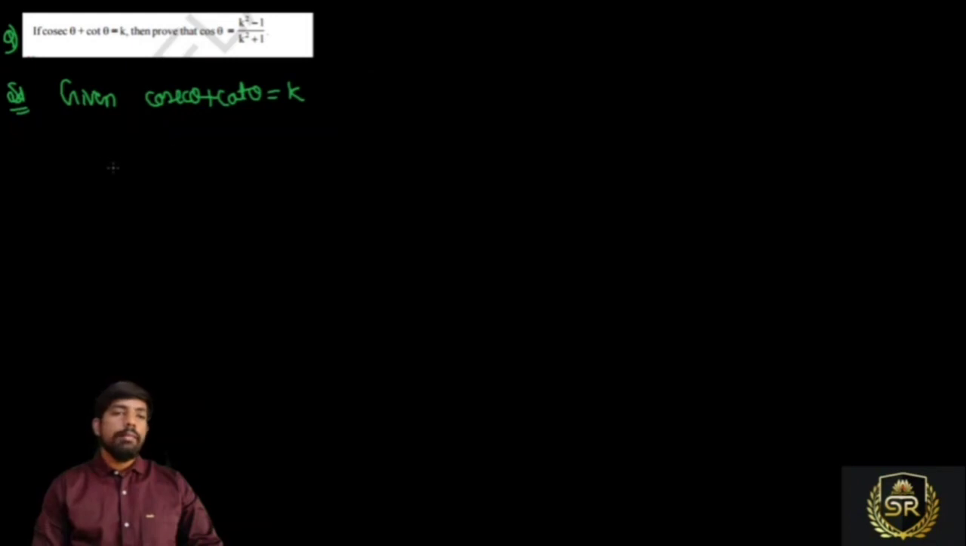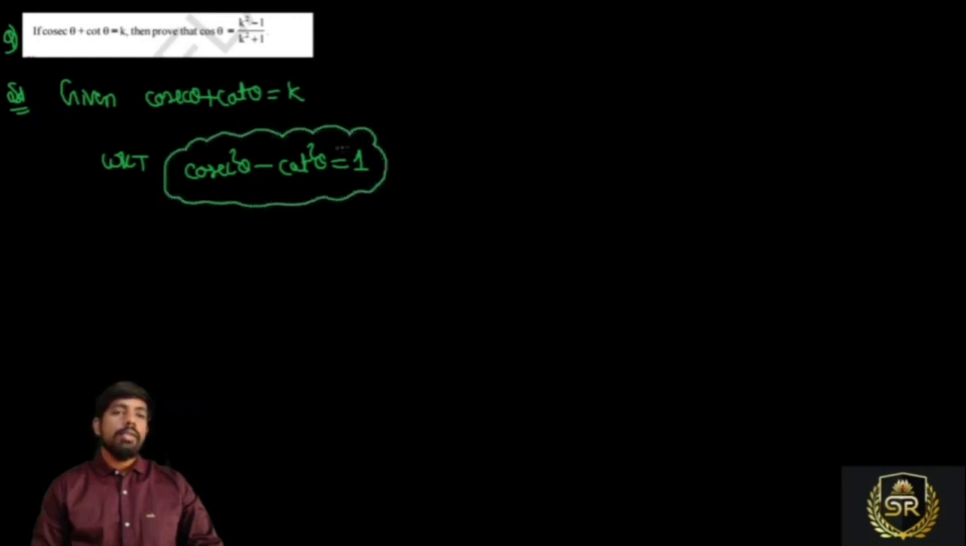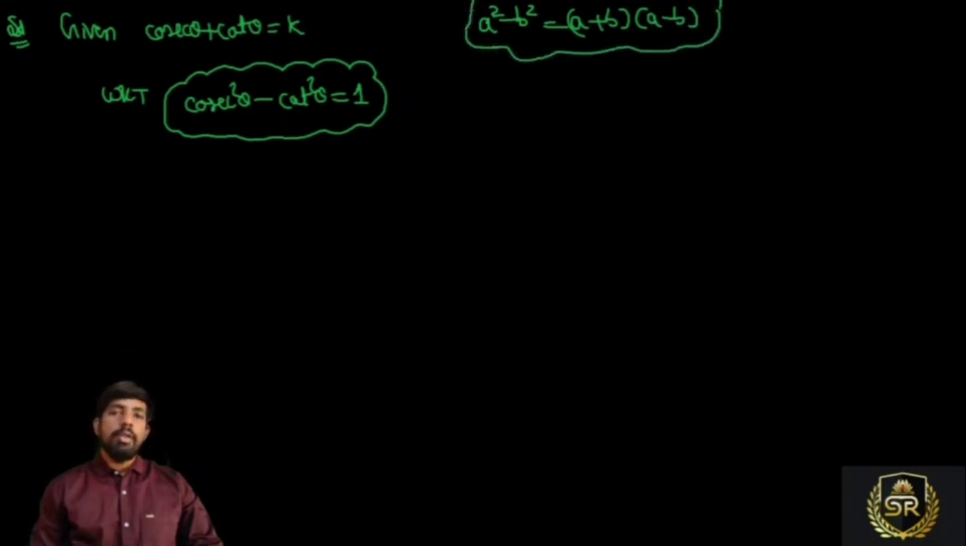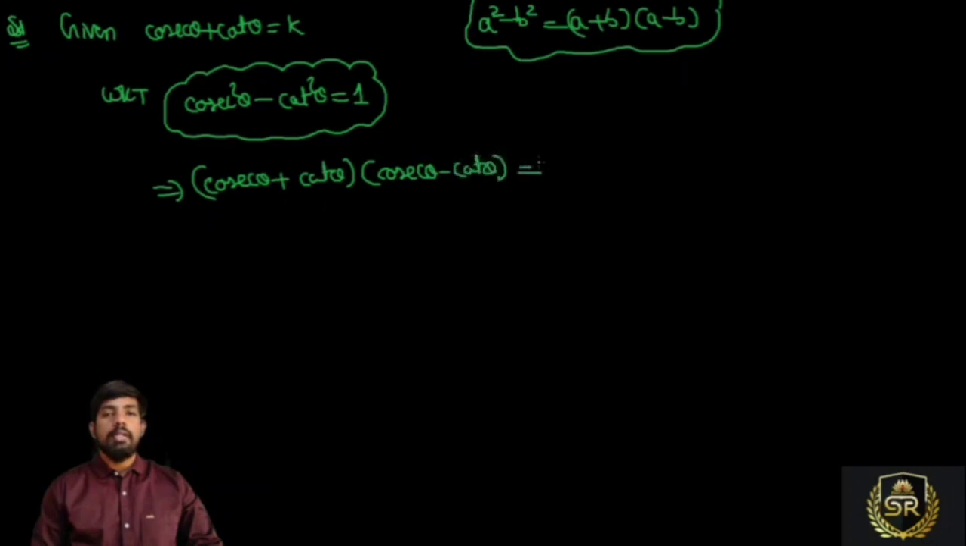Now we know the formula that cosecant square theta minus cot square theta is equal to 1. This is a formula. And we know a square minus b square is equal to a plus b into a minus b. This is also one more formula. So a square minus b square can be written as a plus b into a minus b, here cosecant theta minus cot theta, equal to 1.